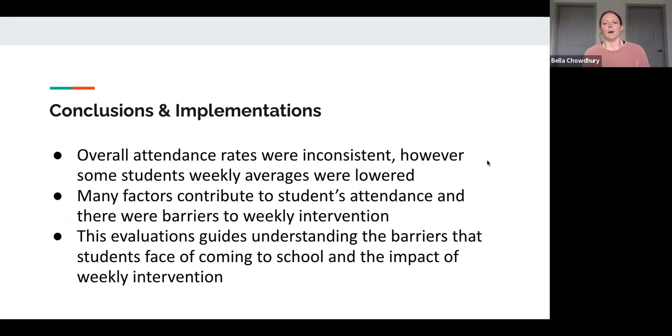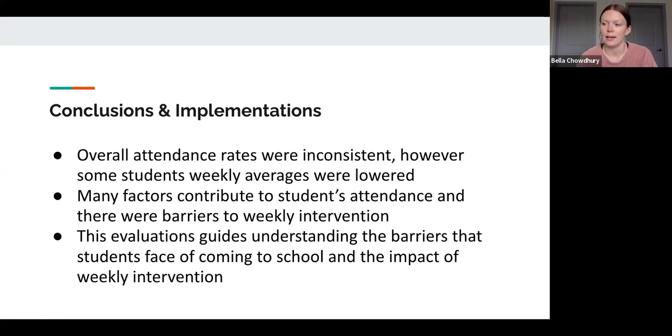So for conclusion, overall, I had found my attendance rates were pretty inconsistent with the students I was working with. However, some students on a weekly average were lowered, but for the majority, it was pretty much up and down. And my conclusion from this is truly that there are so many different barriers and reasons why students miss school that happen outside of my time with them. And while I was able to see most of them once a week for 8 weeks straight, and build that rapport and that relationship and learn about them and help them goal set, there are many things that happen in their lives for all students that will continue to affect their attendance. But it does help guide to understanding the barriers.